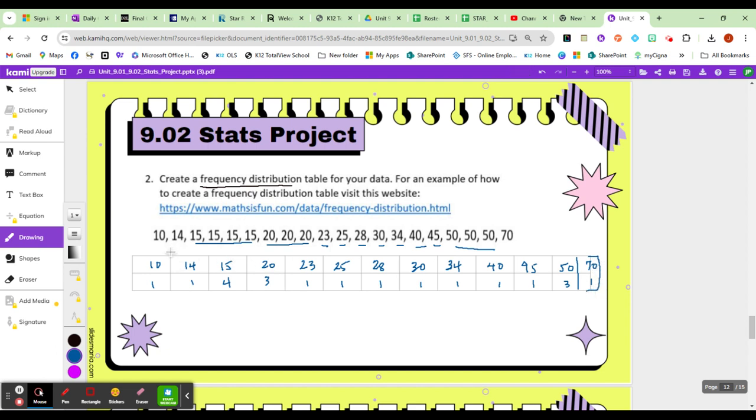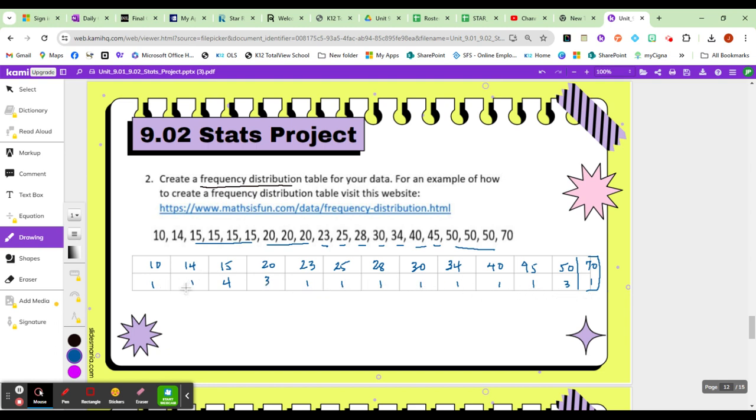So let's look at this. 10, 14, 15. Let me just double check. 20, 23, 25, 28, 30, 34, 40, 45, 50, 70. And then my frequencies are 1, 1, 4, 3, and then a bunch of 1s, and then 3 and 1.